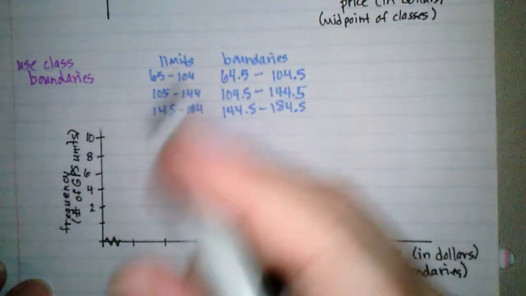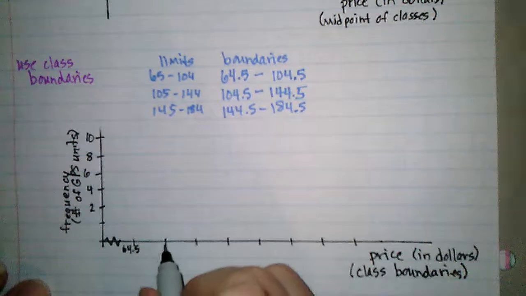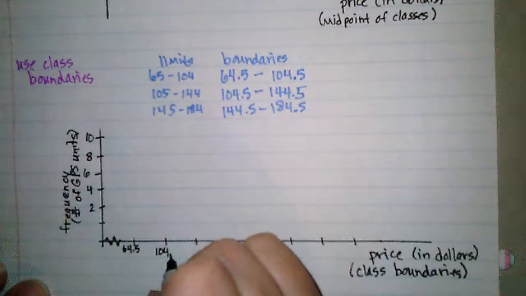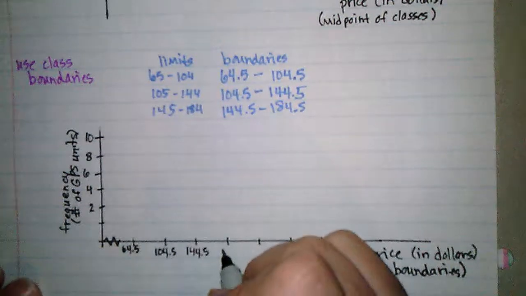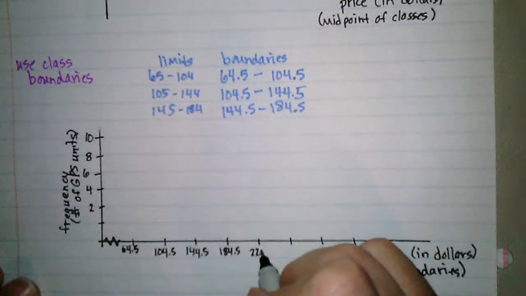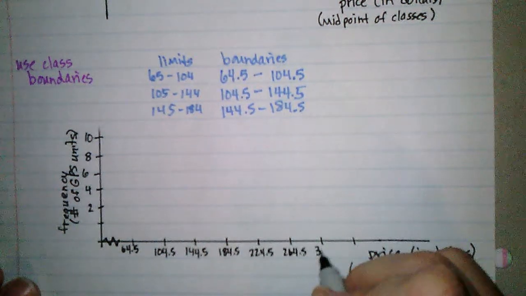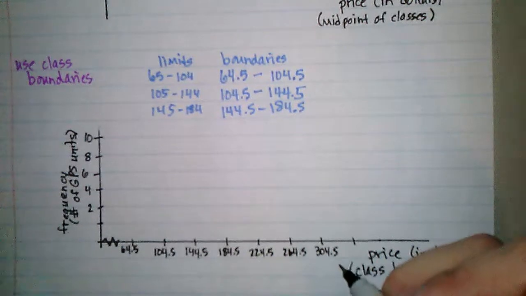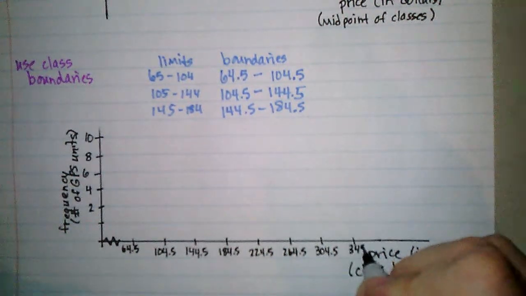So my lowest boundary was 64.5. So I'll need to label this 64.5. And then I'll label this one 104.5. And then 144.5. And then 184.5. 224.5. 264.5. 304.5. And then our last one, 344.5.